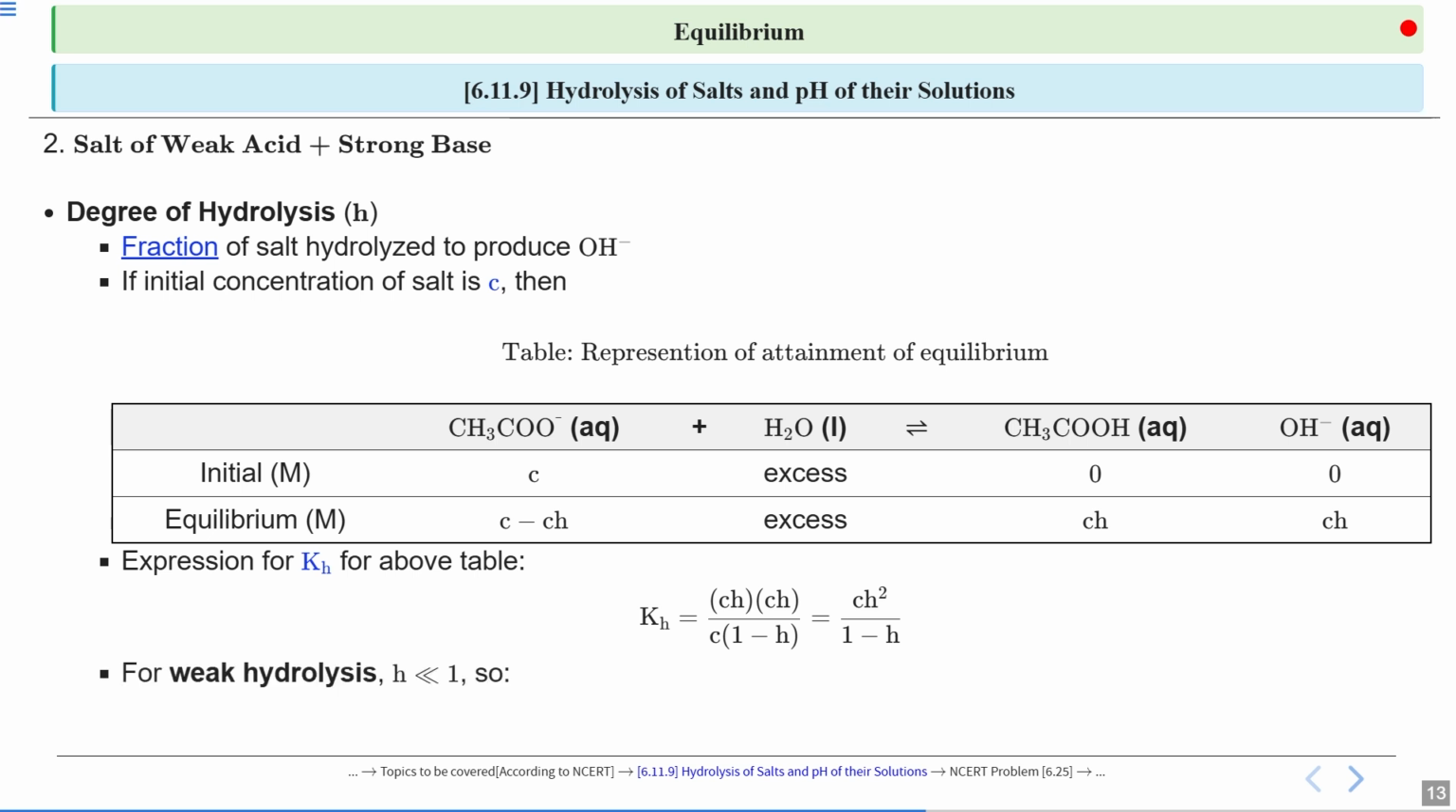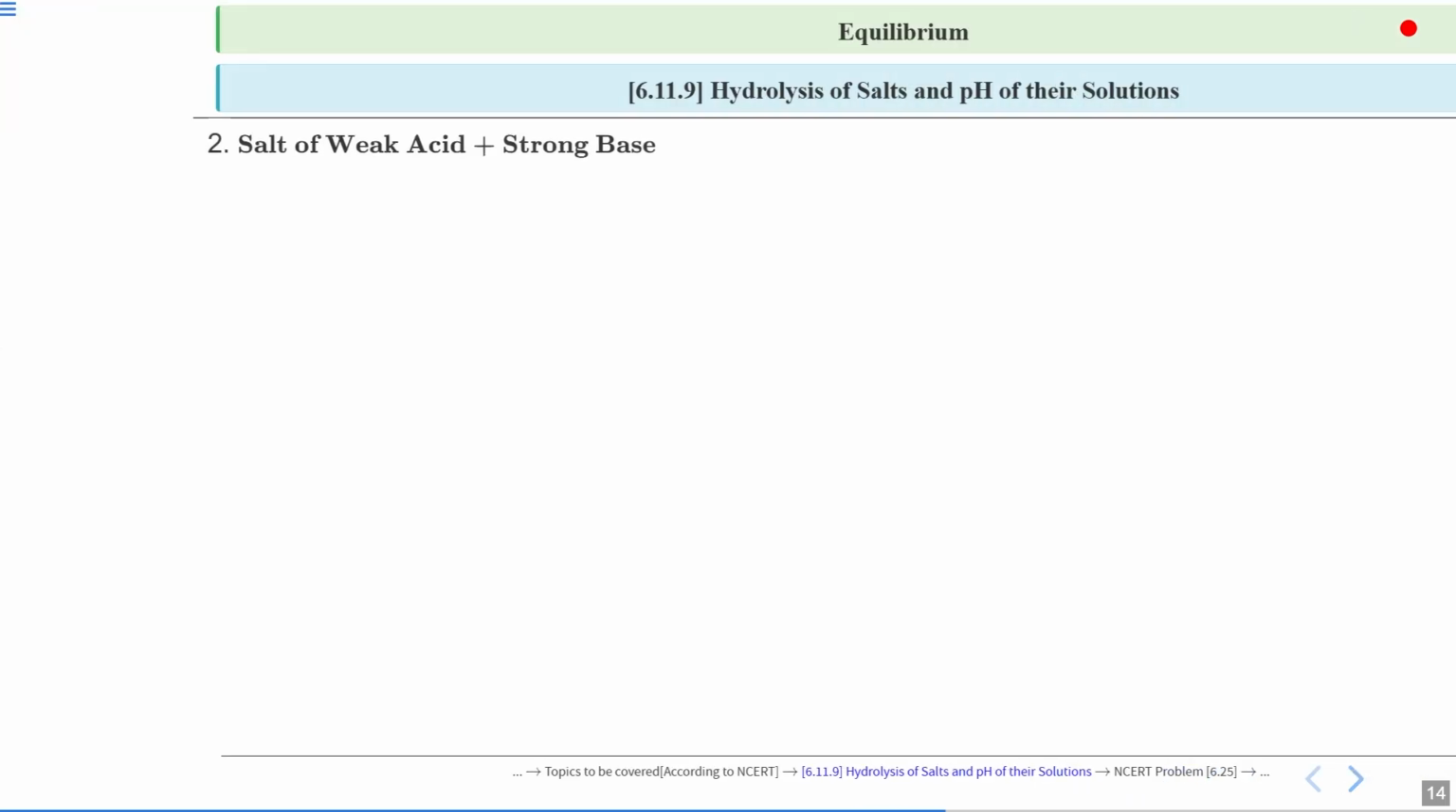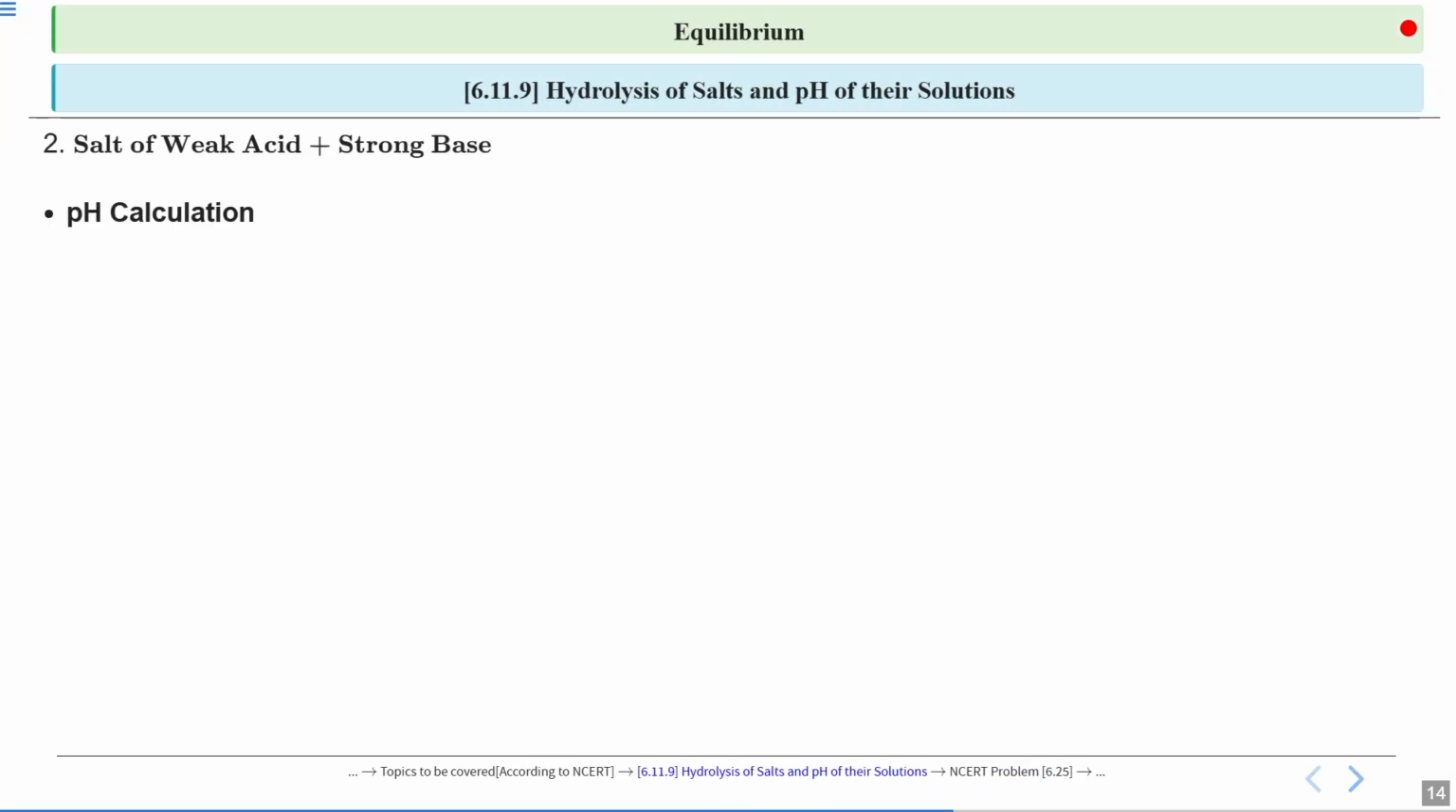Our further task is to note that this hydrolysis constant is less than 1, and it is much less than 1. Why is it so? Because this hydrolysis occurs only up to a small extent. Therefore, we can finally write KH is equal to CH square if we are ignoring H in comparison to 1. So this is your required equation for KH in terms of H.